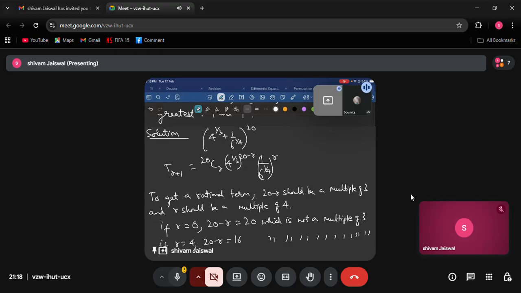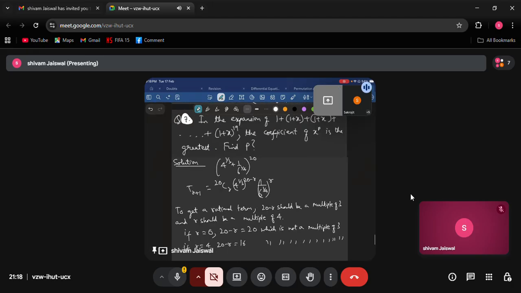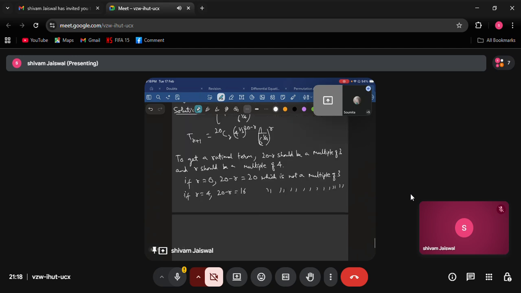So r should be a multiple of 4. We can check once with r equals 8. If r equals 8, what is 20 minus r? It is 12. Is it a multiple of 3? Yes, sir. So this case we can take.